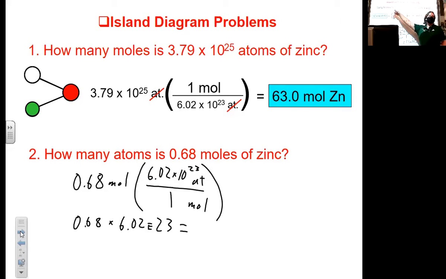When we had lots and lots of atoms, we divided it by a huge number and we got a regular number, 63. We got a number a little bit less than 1, which is relatively close to 1 though, 0.68 moles. So do we expect our answer to be really high or really low or in the middle?